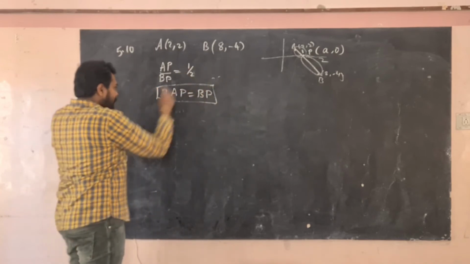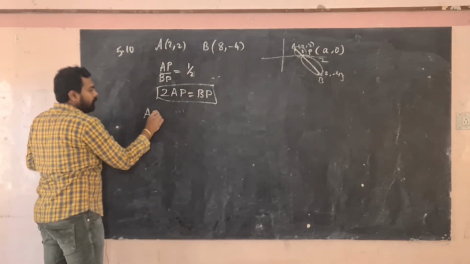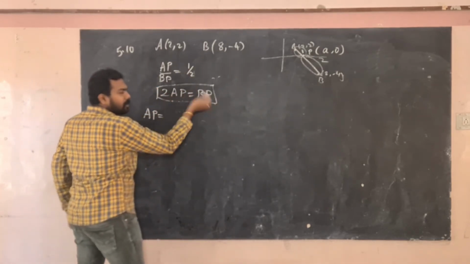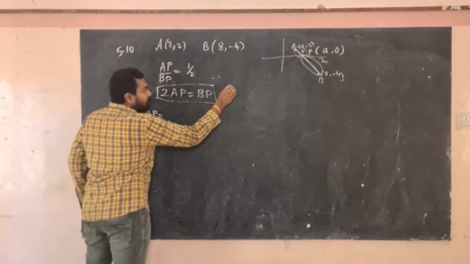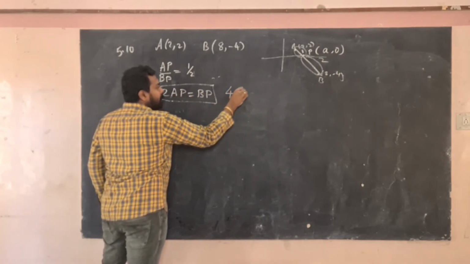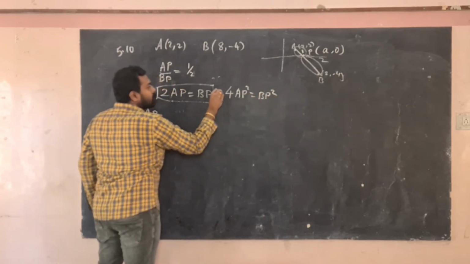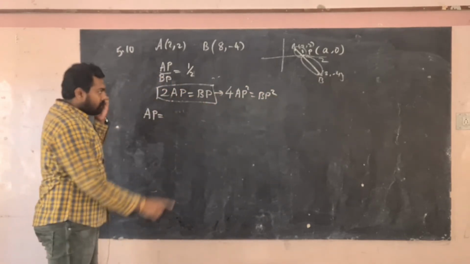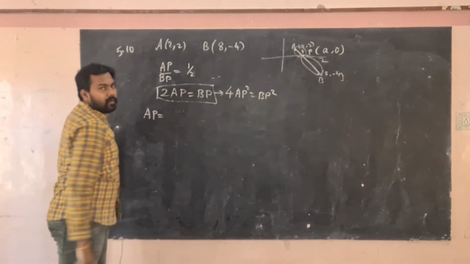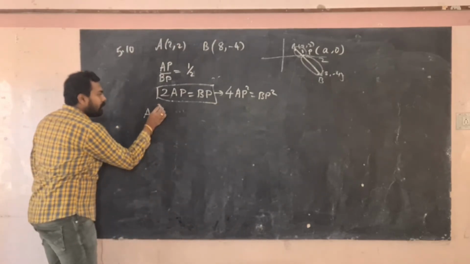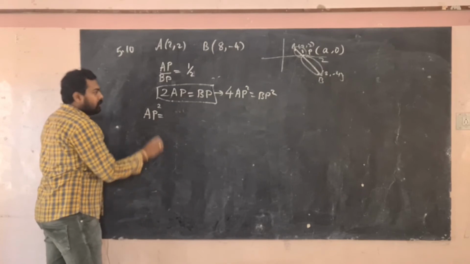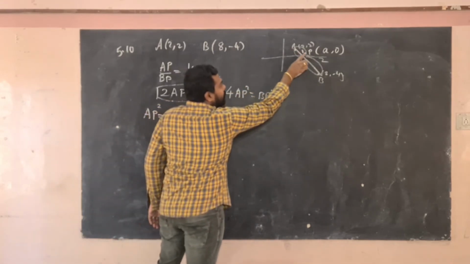So first we find AP. If we square both sides, what will come? It will be 4AP square equal to BP square. I squared both the left side and the right side. So it became 4AP square equal to BP square. So first I am going to find AP square, the distance between A and P, squared.